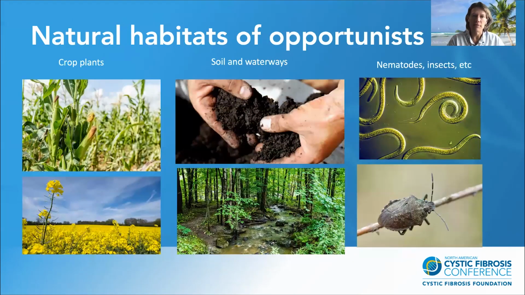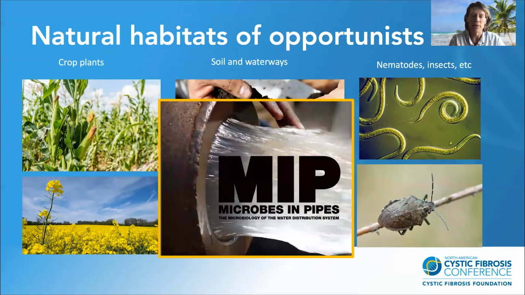These organisms live primarily associated with crop plants, in soils and waterways, and even in close association, even in symbiotic relationships with nematodes and insects. It's also true that they're increasingly being found as natural inhabitants of our engineered environment, particularly in our water systems. These are complex, metabolically diverse, heterogeneous, fluctuating environments. And so these microbes have adapted to live in a variety of situations with diverse metabolic capacities.